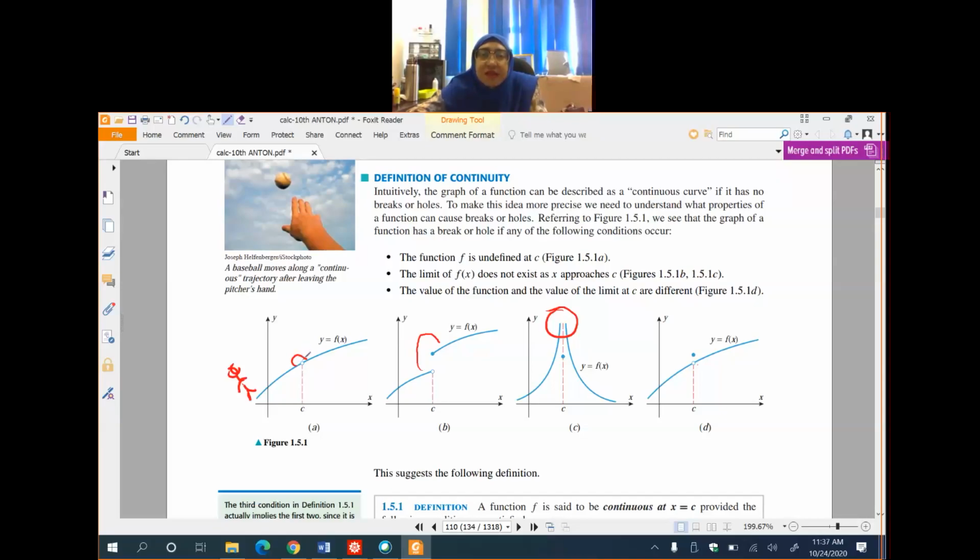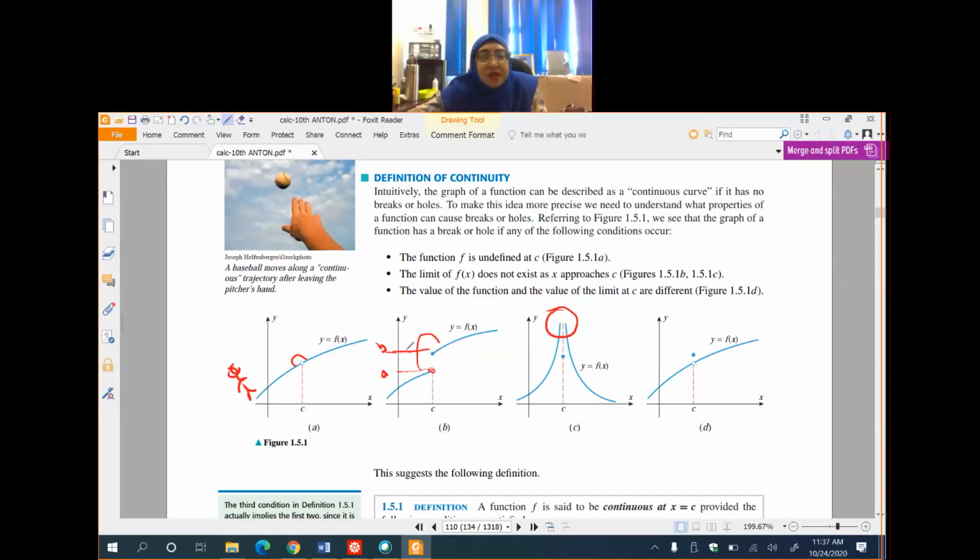So that makes the graph not continuous. And then for the second graph, the limit from the left and the limit from the right do not exist. Why do they not exist? Because they are not the same. One is approaching this side, maybe this is A, and another one is approaching B. A and B are not the same. So that's why the limit does not exist.